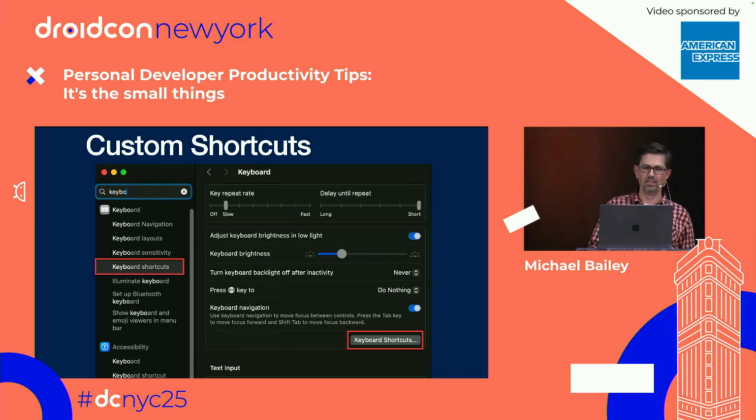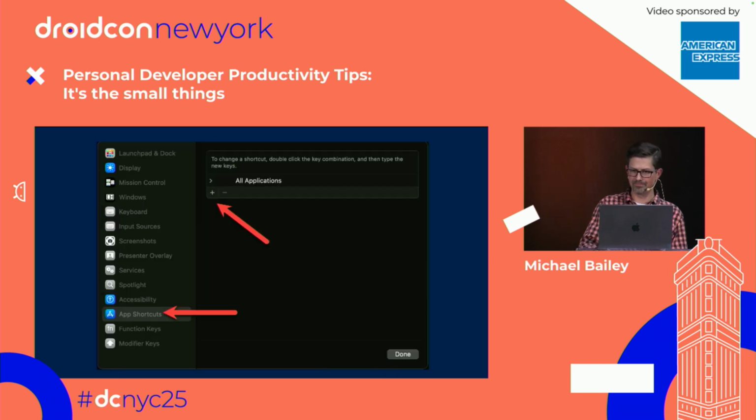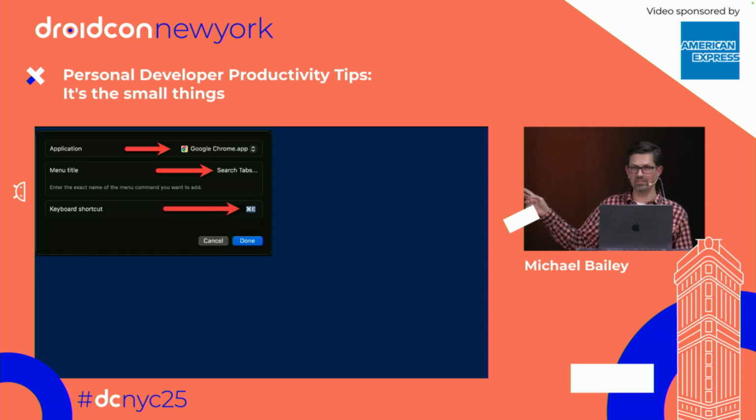Search in your settings. Find keyboard shortcuts. Go into keyboard shortcuts. Go to app shortcuts. Inside app shortcuts, hit that little plus button there. It'll bring up this screen here. You can limit the keyboard shortcut to a specific application, which is probably what you want to do, in this case, Chrome.